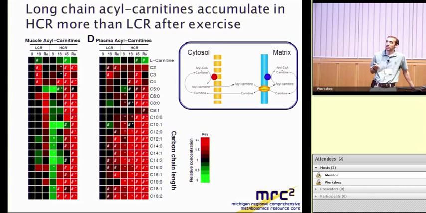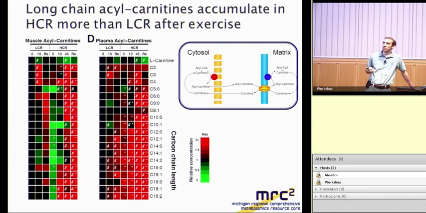Interesting, however, when you look in the muscle, you see that to some extent in the high capacity runners at 45 minutes. You see something different in the LCRs. At 10 minutes, you don't see much elevation. You do, however, see some interesting changes here in these short-chain acylcarnitines.